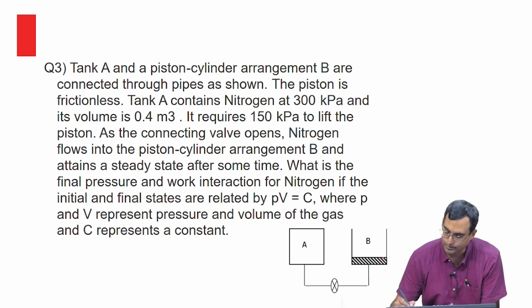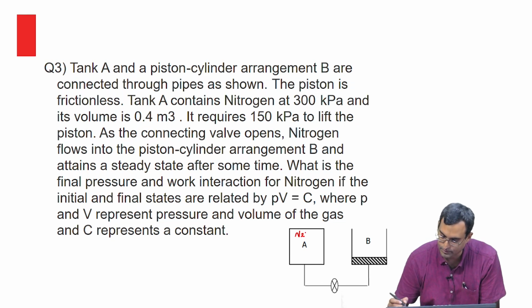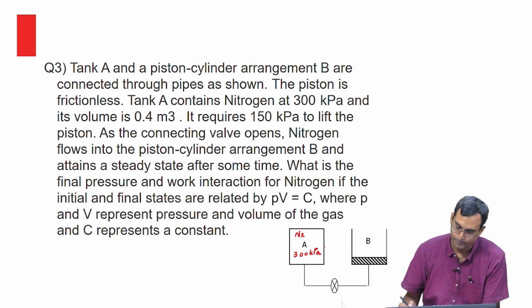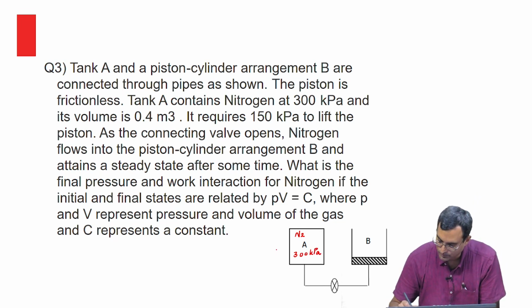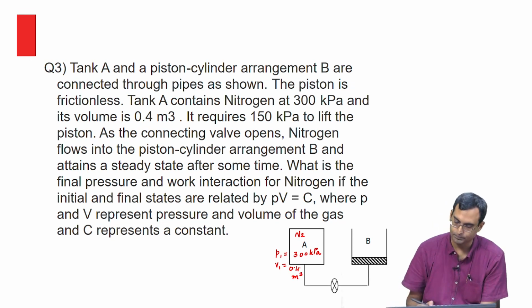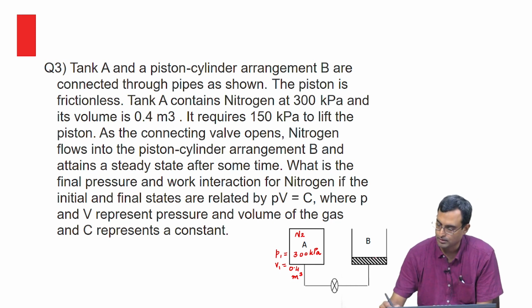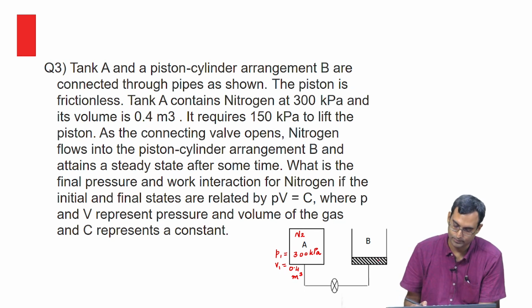Tank A contains nitrogen. The pressure is 300 kilopascals, and its volume, I am going to call that V1, is given as 0.4 meter cube. It requires 150 kilopascal to lift the piston. So, this piston will only move up if the pressure here is at least 150 kilopascal.